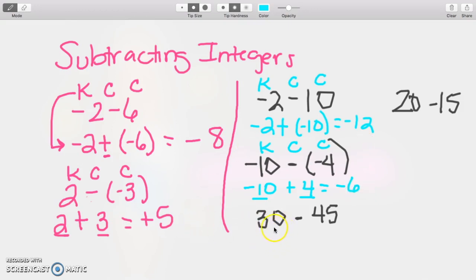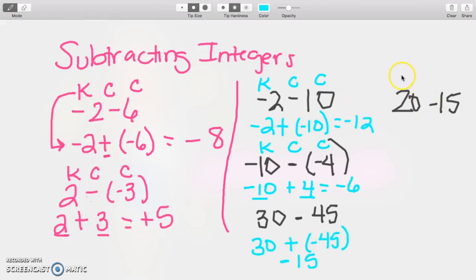Next question. Once again, if you've mastered it, you don't have to continue to write keep, change, change on top of the problem. So you can keep, change the subtraction sign to a plus sign, and then you change the positive 45 to a negative 45. All right, so when you combine those two, we know that 45 is larger than 30 as it relates to greatest absolute value. So this will give us a negative 15.